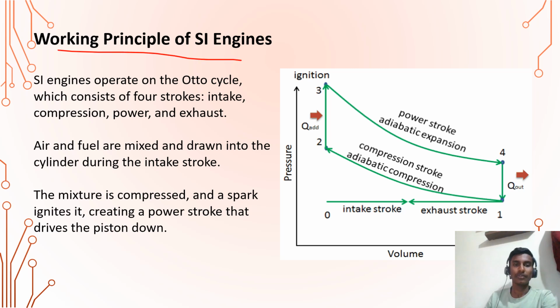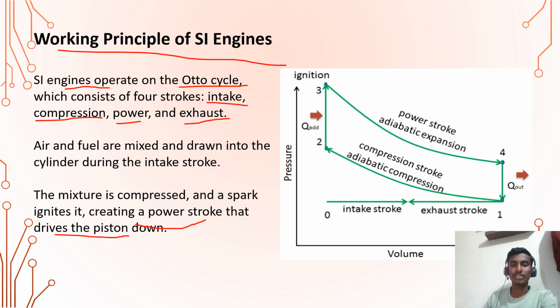Working principle of SI engines. SI engines operate on the Otto cycle, which consists of four strokes, namely intake, compression, power, and exhaust stroke. Air and fuel are mixed and drawn into the cylinder during the intake stroke. The mixture is compressed and a spark ignites it, creating a power stroke that drives the piston down.